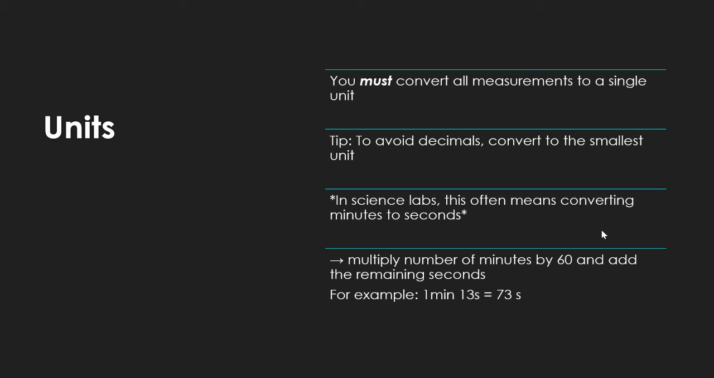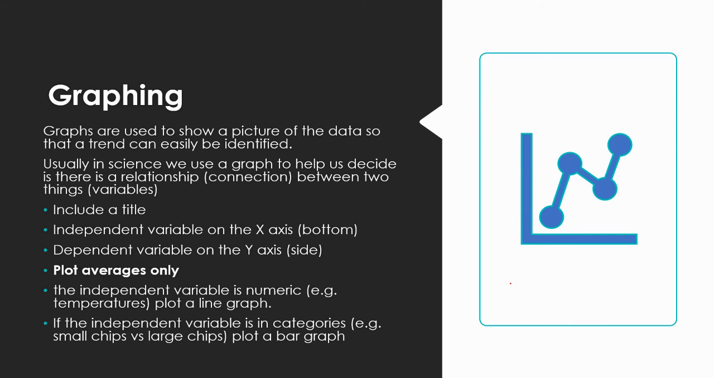So if we want to change something from minutes to seconds, for example, we want to change 1 minute 13, that's the value that comes up on our stopwatch, to seconds. We multiply the number of minutes by 60 because there's 60 seconds. So multiply it by 60 and then add this bit on here. Okay, so that would be 60 plus 13 is 73 seconds. So you need to be able to change from minutes and seconds, what you get on your stopwatch, to seconds and put that in your results table.